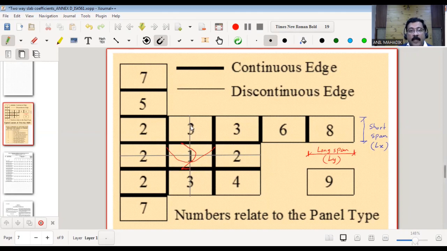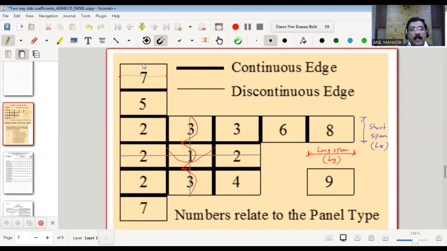Now here also in this case 3, you can see this is a discontinuous end. That means there will be 0 moment at the support. But here negative moment is there already, so it will be like this, 0. Again, this is case 3, so it will be negative moment here at the support for slab 3 also. But here it will be 0 because it is a discontinuous edge. Similarly here, the moment will be like this, 0 here, 0 here.